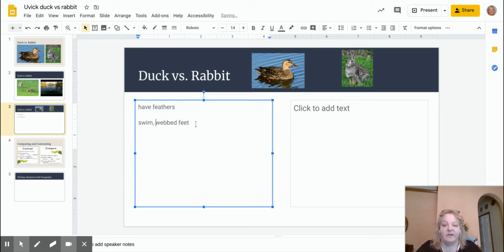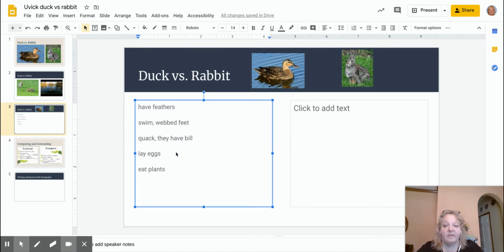What else do we know about ducks? Ducks quack. They have a bill. That thing on the end of their mouth. What else do we know about ducks? Ducks lay eggs. Ducks eat plants. What else do we know?